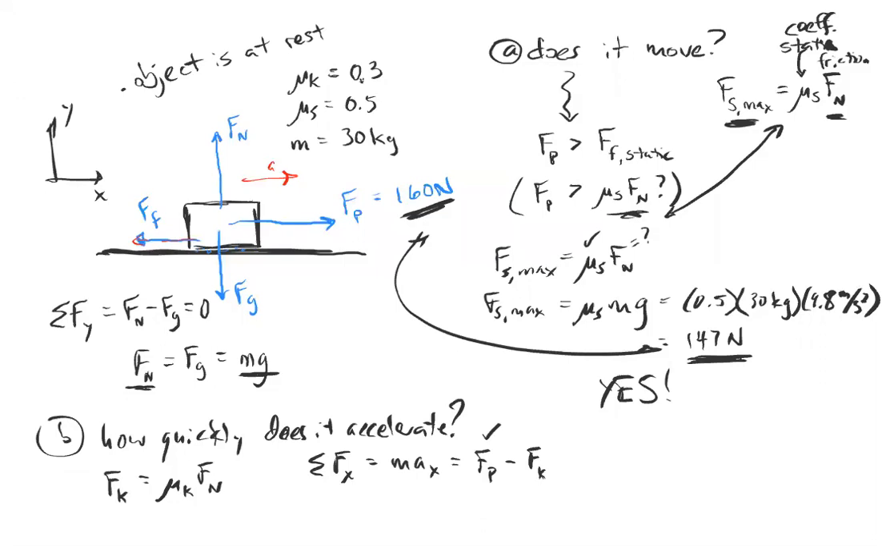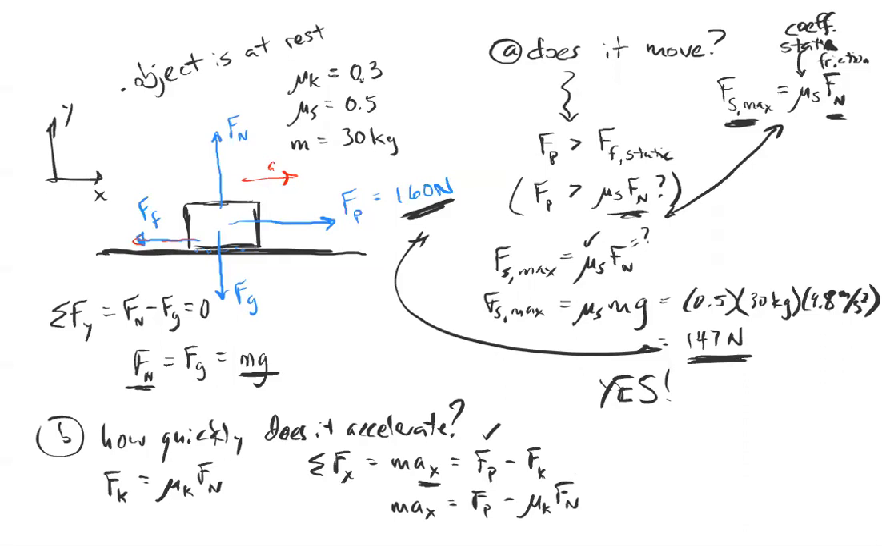And all we need to do is figure out what F sub k is, and then we can calculate the acceleration we want. So let's make some substitutions. I'll just leave that as F sub p, but we know it's 160 Newtons. We've got mu sub k, we've got F sub n.